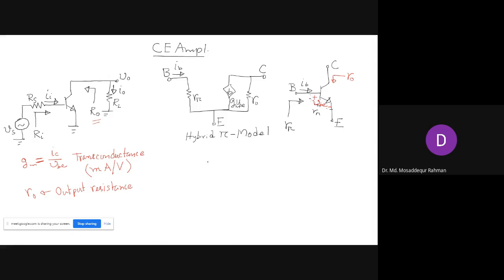So that is our hybrid pi model. Let's take a look at our T model now.